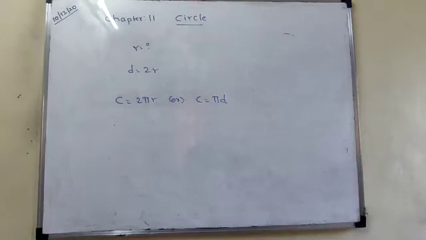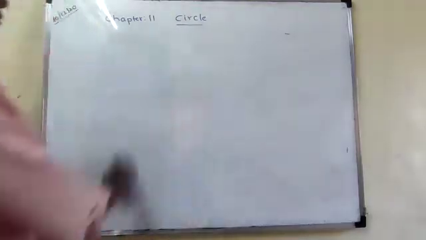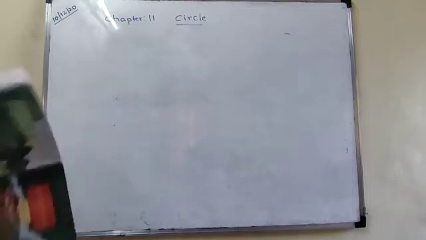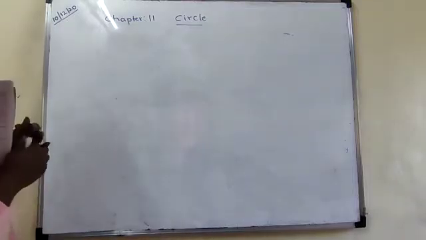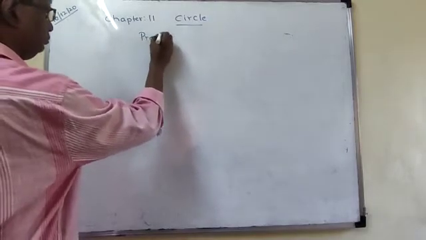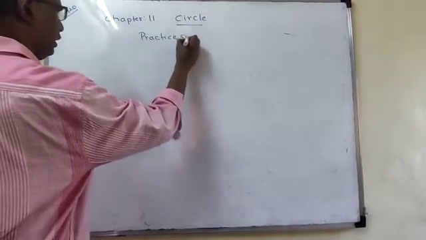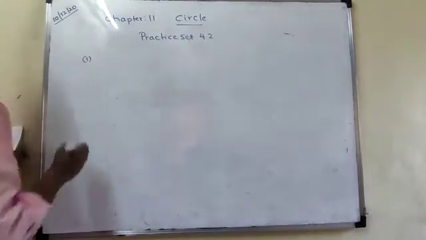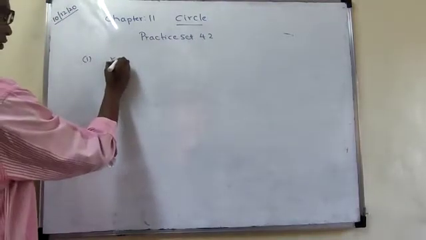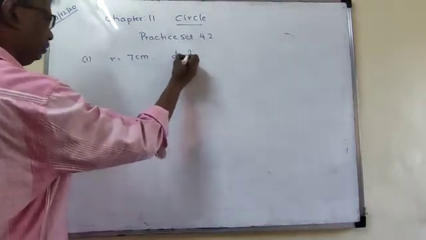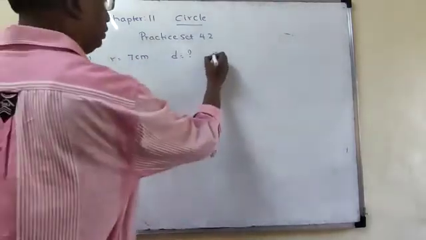Practice set 42. Don't draw a box. We have to solve one sum. Practice set 42, the first sum. What is given? Radius is given, 7 centimeter. We have to find out the diameter and the circumference.